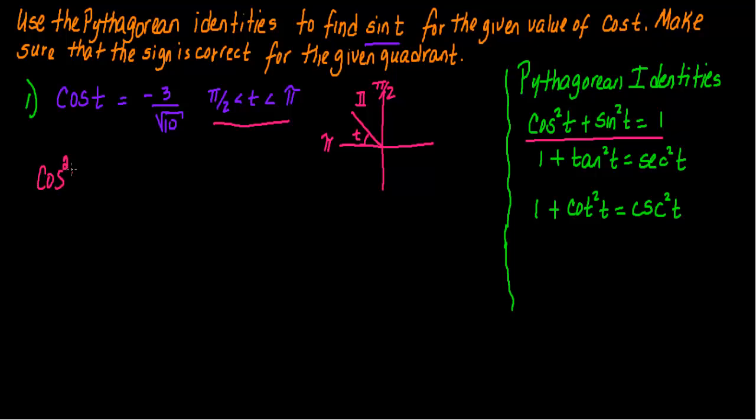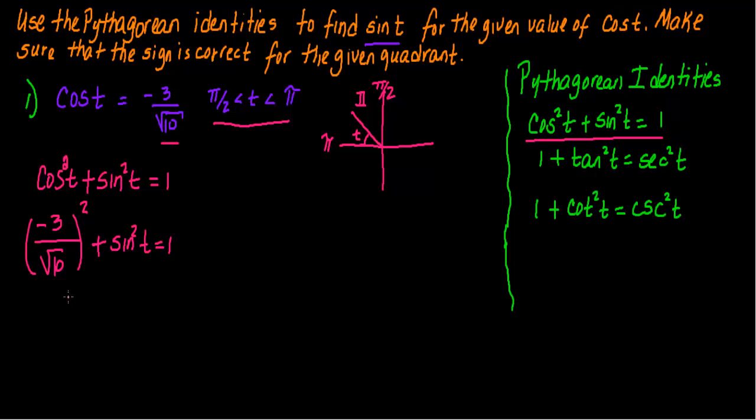I have cosine squared of t plus sine squared of t equal 1. I know what cosine is. They tell me right here. So all I'm going to do is write negative 3 over the square root of 10, and I'm going to square that because it's cosine squared, plus the sine squared of t equal 1. And now I am going to solve, and I'm going to have that negative 3 squared is positive 9, and square root of 10 squared is 10, plus sine squared of t equal to 1.